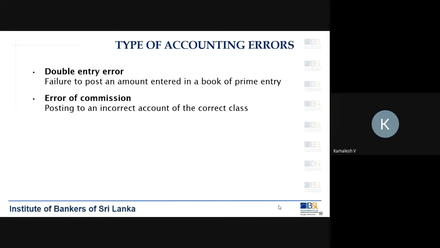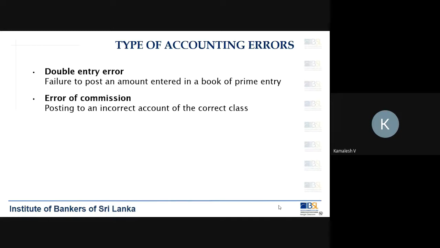That is, you have to post it to the correct account, which is the telephone bills account. And why do you say it is the correct class? Because it's an expenditure account. Now, what happens? This bookkeeper, by mistake, goes and debits the electricity account. He is paying for telephone bills, but he is debiting the electricity account and crediting the cash account.